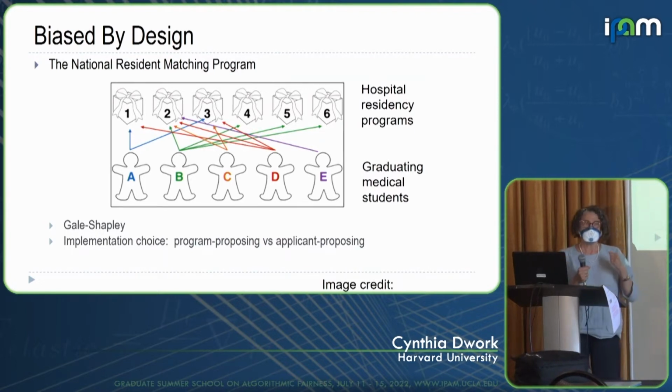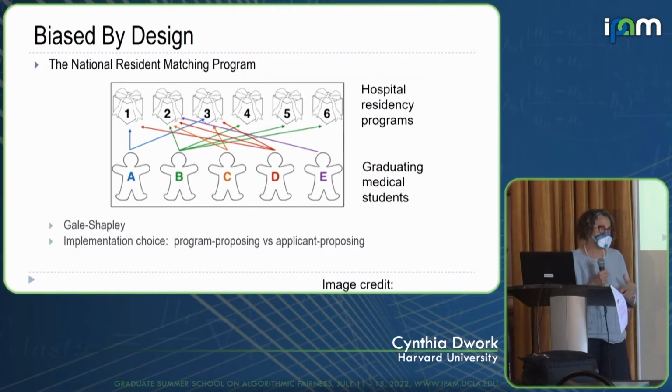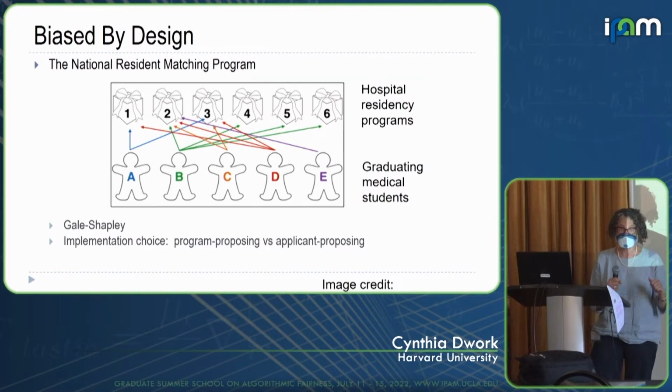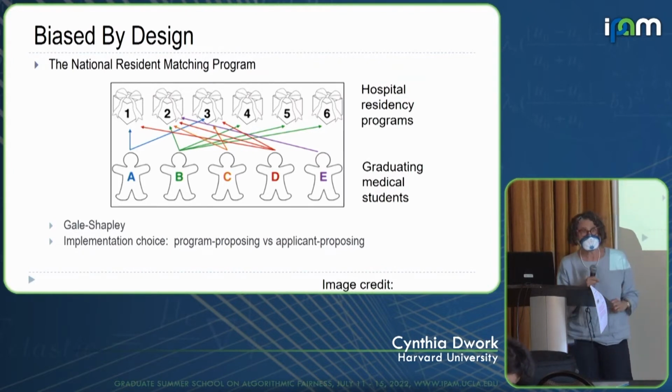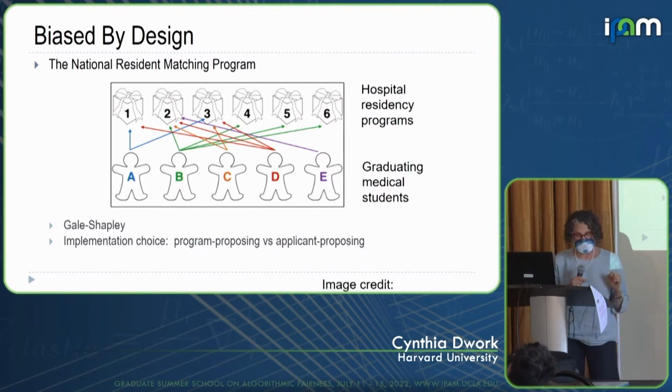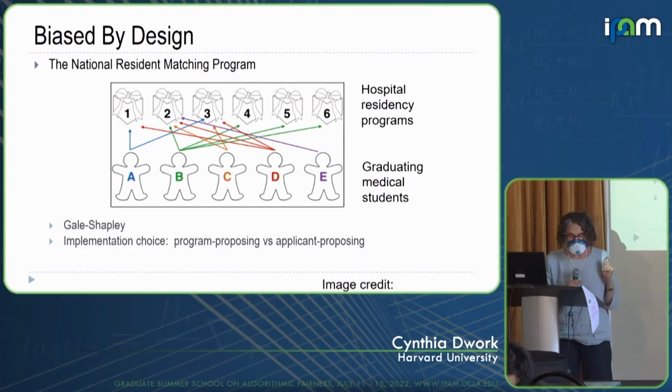But which side gets to be the proposers is a policy decision. It turns out that the algorithm is optimal for the proposers and pessimal for the ones receiving the proposals. So you can run it in a way that is optimal for the residency programs, or you could run it in a way that is optimal for the residents who are looking for jobs. Initially, it was always done in a program-proposing fashion. And that changed in 1997 in response to, and I'm quoting from the article, a crisis of confidence about whether the matching algorithm was unreasonably favorable to employers at the expense of applicants.